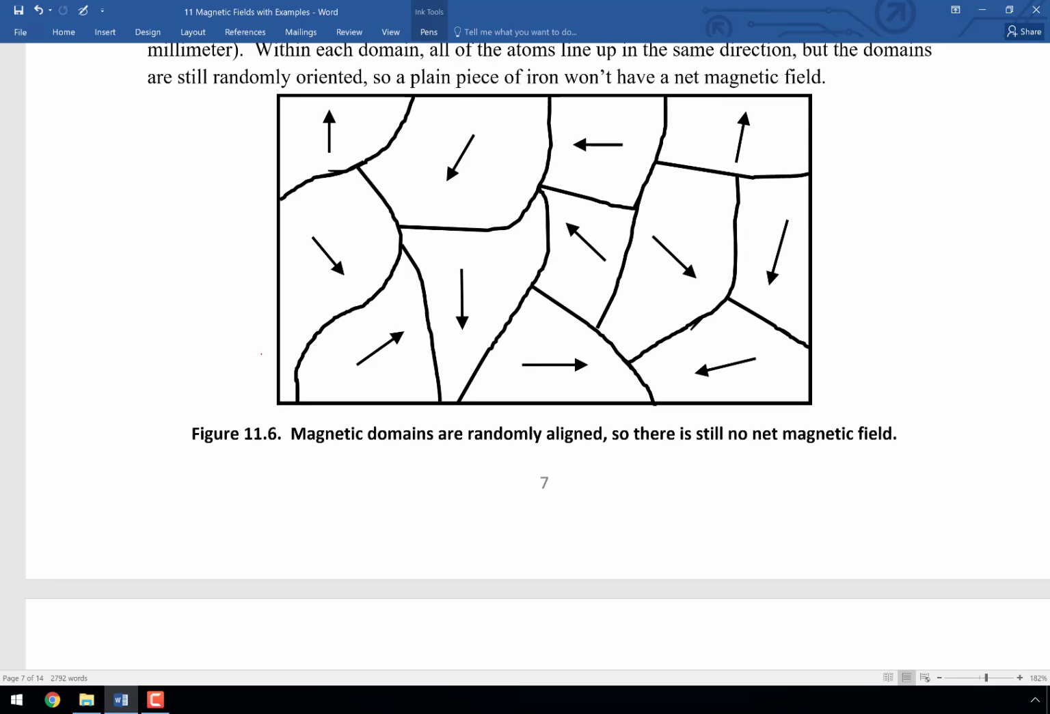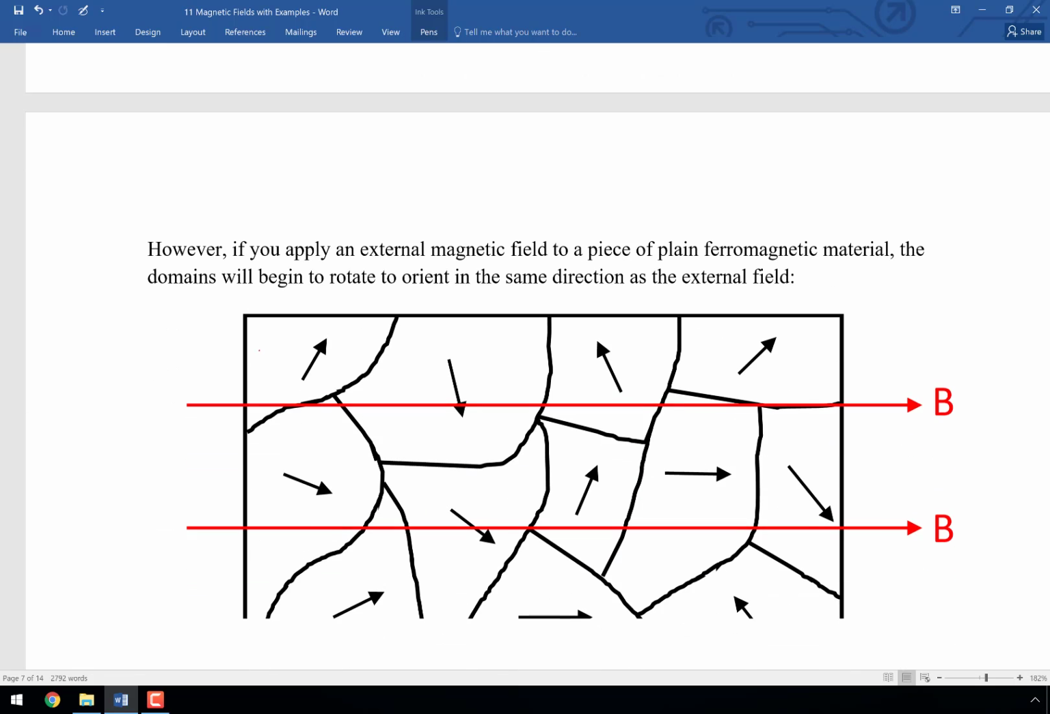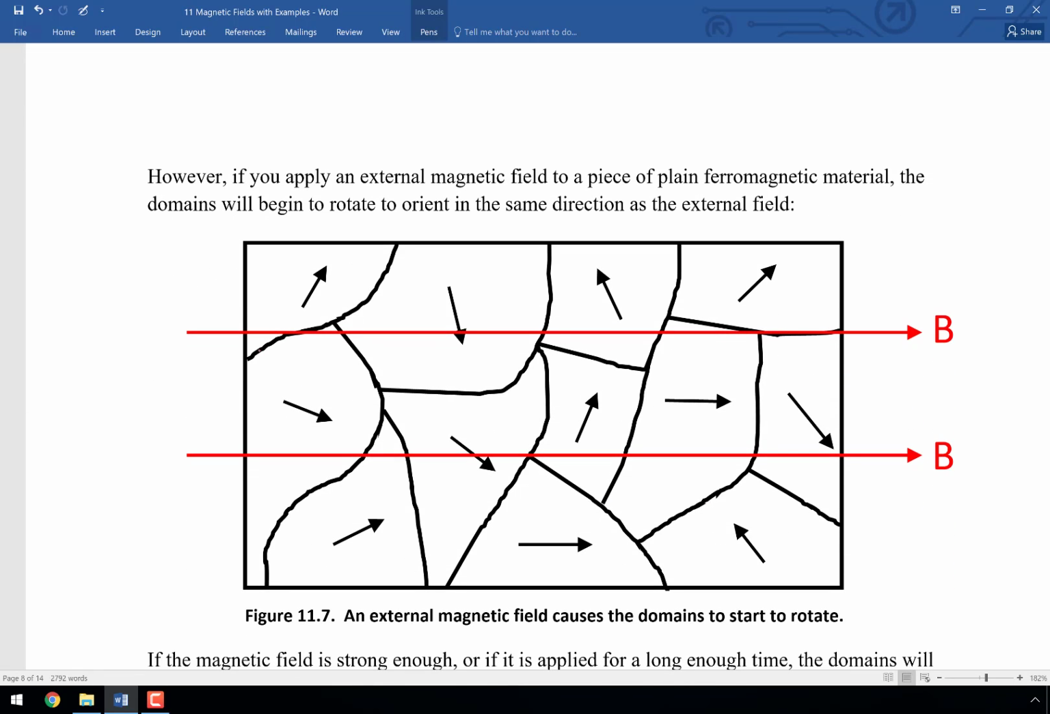But we're going to say that we have these domains, but the domains themselves are now randomly oriented. So it's not that the atoms themselves, the atoms are oriented in the same direction within each domain, but the domains themselves are randomly oriented. But if we apply an external magnetic field, as I've shown here, some of those arrows will begin to rotate in the direction of the external magnetic field. And I'm sort of simplifying this here by showing the arrows rotating. In reality, it might be that a domain that was pointed in the correct direction might grow a little bit, and a domain that was pointed in the wrong direction might shrink a little bit. But you can think of it as the arrows rotating.